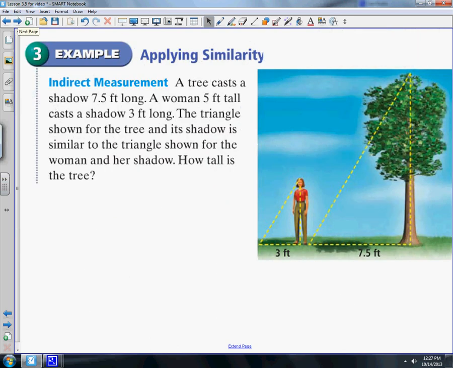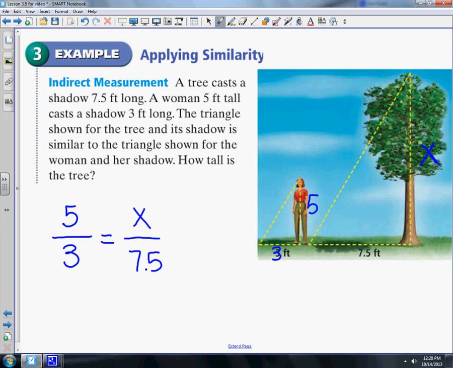All right, applying similarity. A tree casts a shadow 7.5 feet long. A woman 5 feet tall casts a shadow 3 feet long. The triangle shown for the tree and its shadow is similar to the triangle shown for the woman and her shadow. How tall is the tree? So, similar figures again. I have two triangles. The woman is 5 feet tall, so I'm going to put her over her shadow. So I put 5 over 3, and that becomes one side of my proportion.